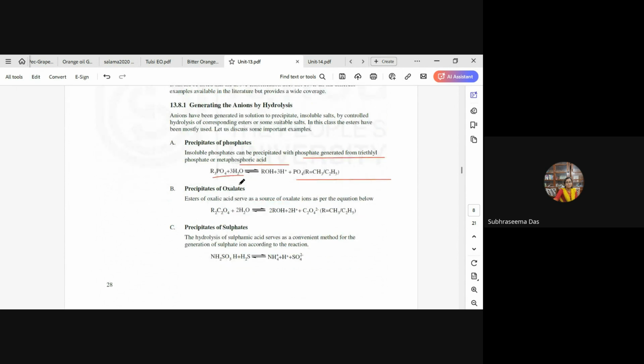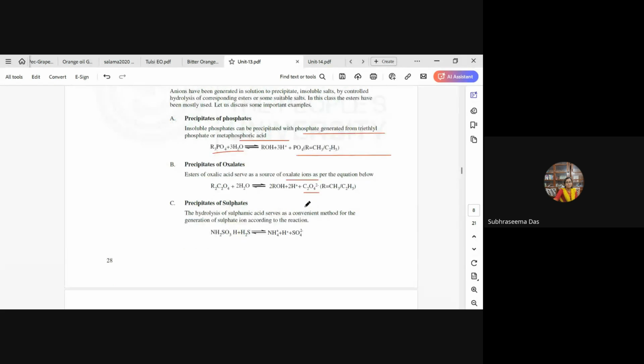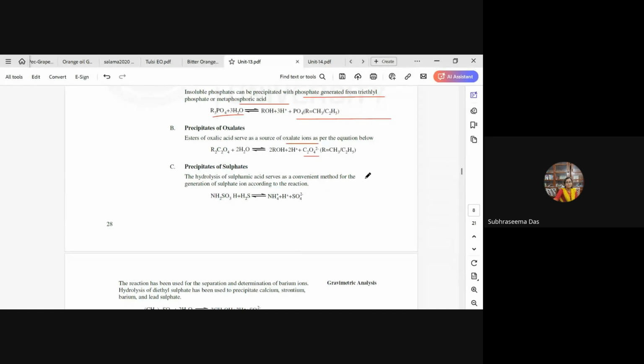Similarly, the esters of oxalic acid can serve as a source for oxalate ion. So here we get oxalate ion, and they can also precipitate as oxalates. Then coming to precipitate of sulfate: when we do the hydrolysis of sulfamic acid, it serves as a method for generation of sulfate ions.